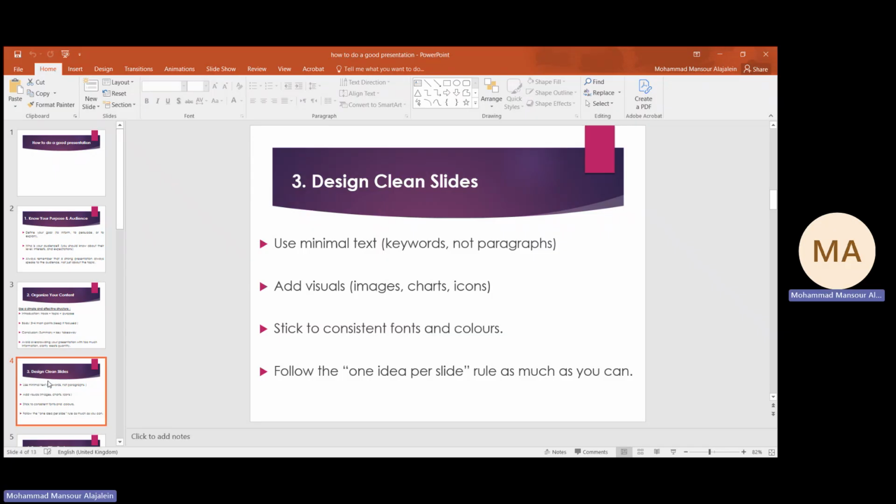Add visuals like images, charts, and icons, and stick to consistent fonts and colors. Don't make PowerPoint slides too messy. Just choose some fonts and some colors, make it formal in some sense, and follow the one idea per slide rule as much as you can. Again, don't write much information within a slide.